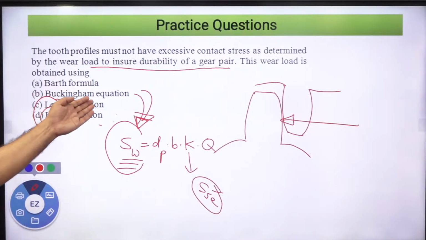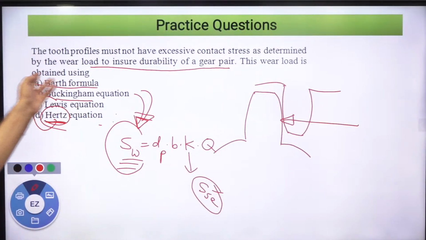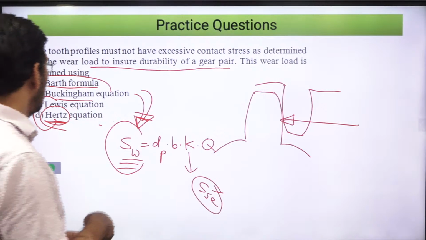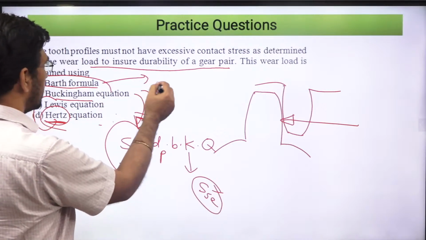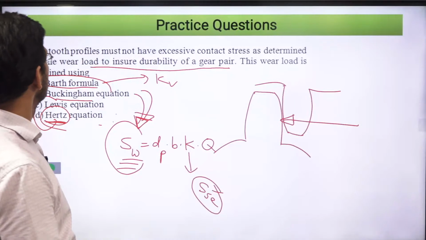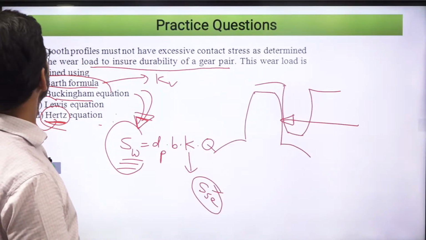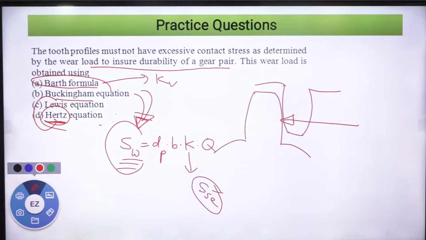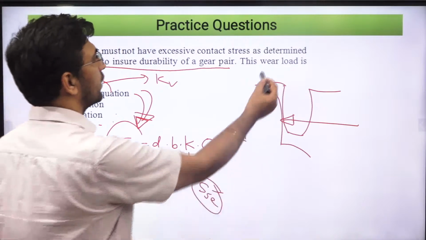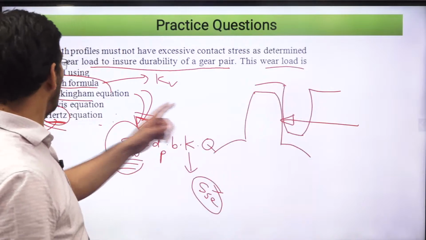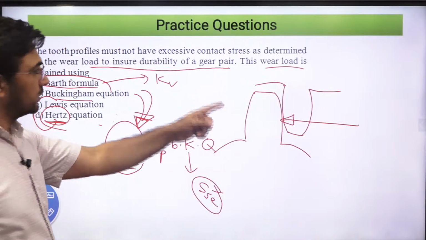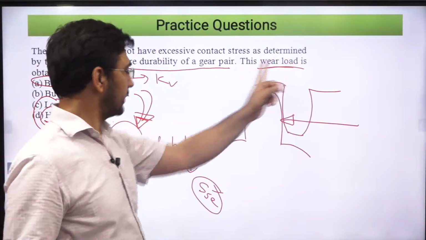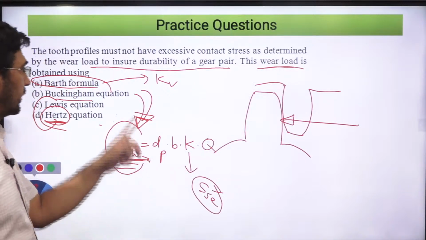Lewis is for bending. In the Barth formula, Barth has given the Kv factor. Just see over here, Barth has given Kv. Contact stress at the wear load to ensure durability of the gear. The wear load is obtained by using... Okay, the question asked about wear load. I wanted to cross-check that he is not talking about the contact stresses, he is talking about the wear load. So the wear load is given by Buckingham.